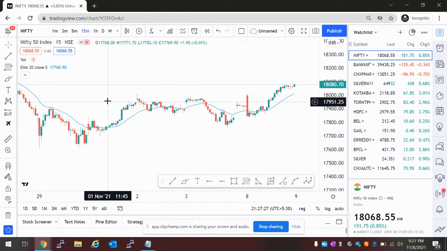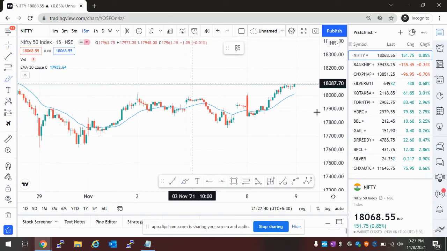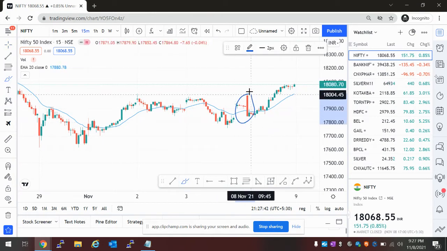As I said in my last video, 18,000 is going to be a resistance for Nifty. And what happened today? This was the first candle. Please try to understand, this was the first candle for the first 15 minutes. I have selected a 15 minutes time frame. It opened at 17,997 and it made a high of 18,011.